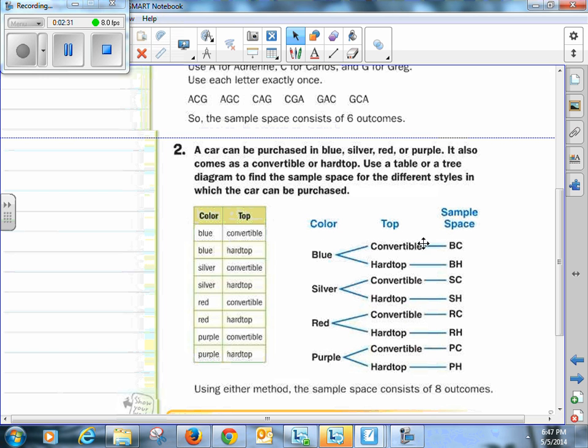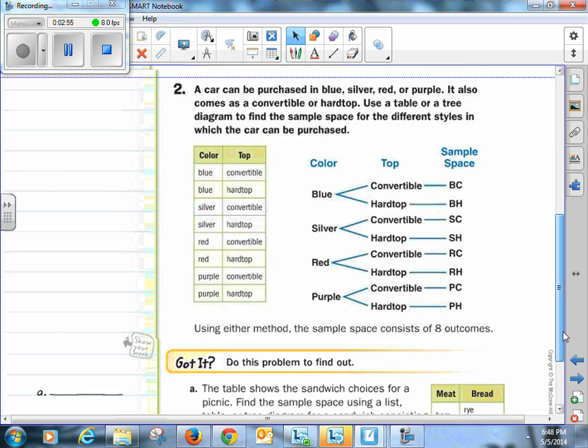So this is the tree diagram, and then at the end you list the sample space. B, C, B, H, S, C, S, H, R, C, R, H, P, C, and P, H. So then by counting the sample space, 1, 2, 3, 4, 5, 6, 7, 8, you see that there are 8 possible outcomes.